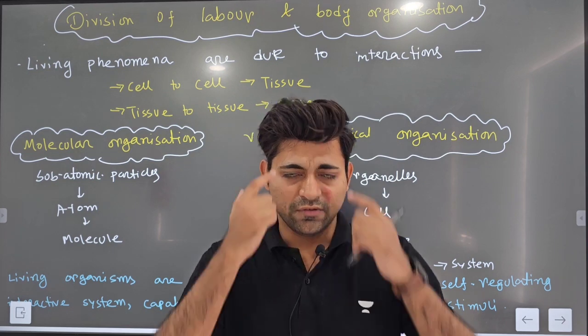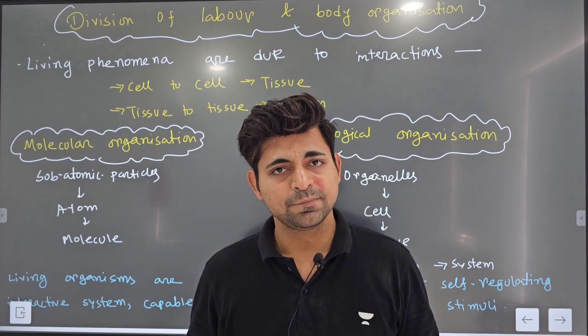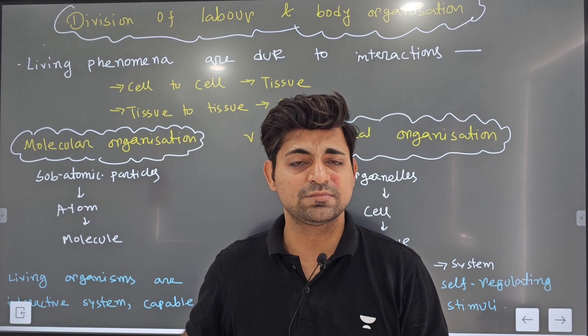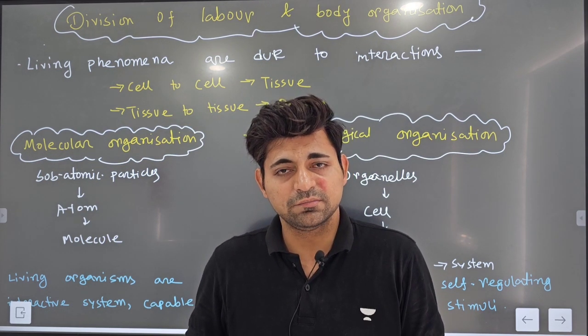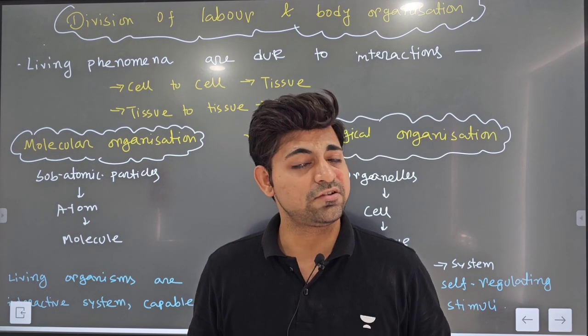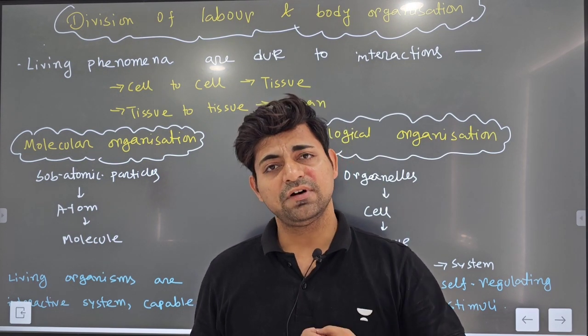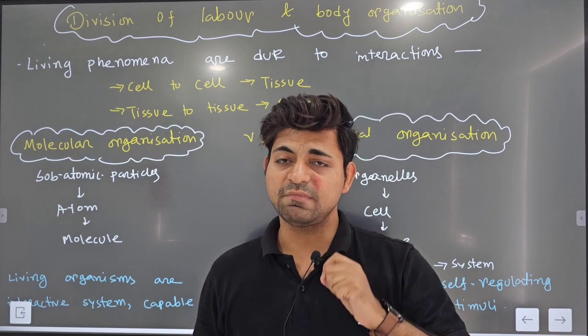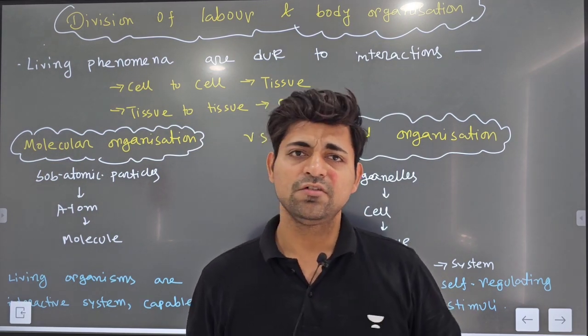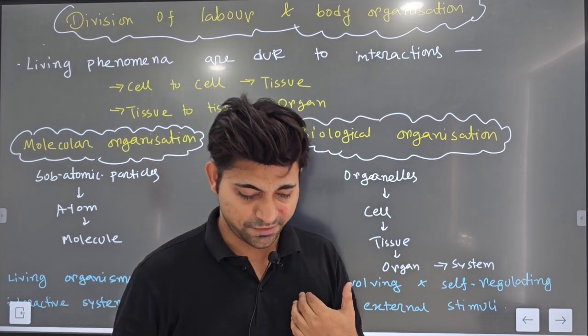If we talk about us, we have neurons, nerve cells. We have cells responsible for detoxifying our body, like hepatocytes, the cells of our liver. We have specialized cells responsible for pumping the blood, the cardiac muscle cells of our heart. So this is called division of labor.